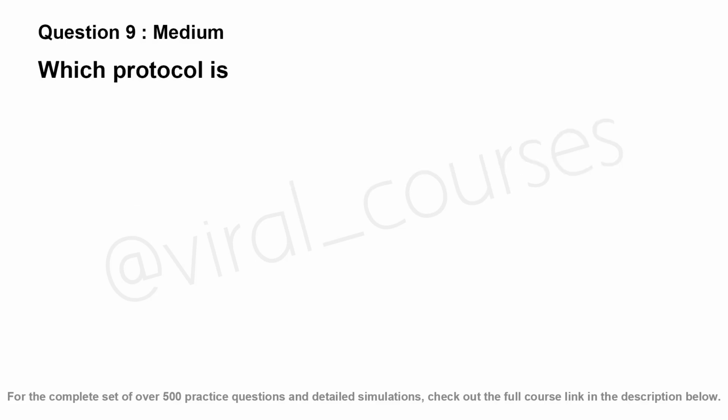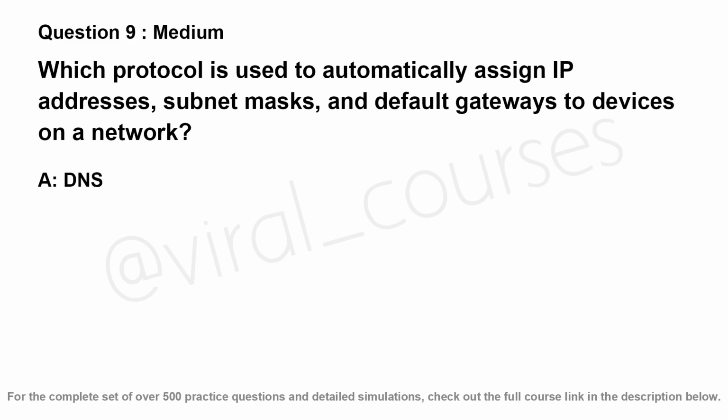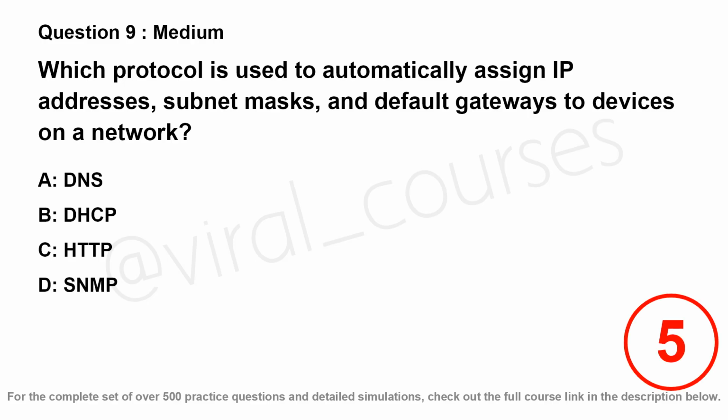Which protocol is used to automatically assign IP addresses, subnet masks, and default gateways to devices on a network? Option A, DNS. Option B, DHCP. Option C, HTTP. Option D, SNMP.